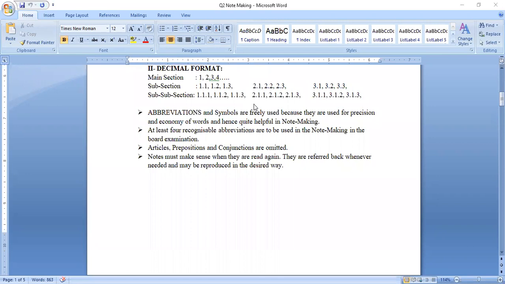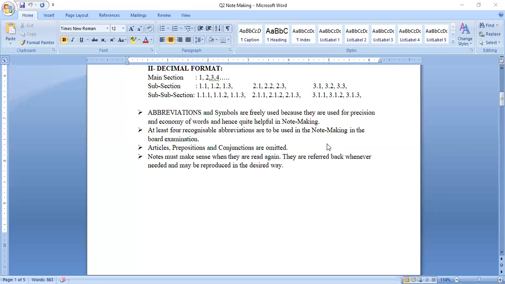Abbreviations and symbols are freely used because they are used for precision. I already told you, precision means concise. We are concising, like precising. So precision means economy. Precision and economy of words are hence quite helpful in notes. Students are committing errors. They are not understanding the concept. That's why I'm repeating line by line very clearly. At least four recognizable abbreviations are to be used in note making in the board examination. For abbreviations and symbols, we are allocating 1 mark.